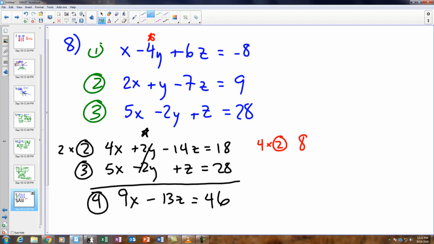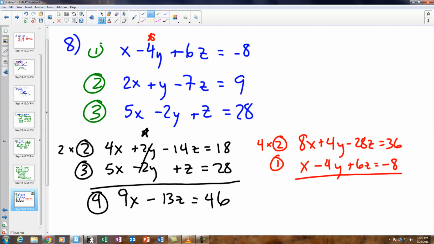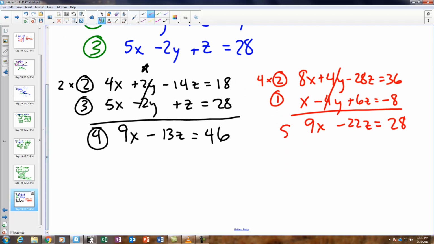So that makes it 8x plus 4y minus 28z equals 36. And equation number 1, I didn't change, so it would be x minus 4y plus 6z equals negative 8. When I combine here, I'm going to get 9x. My y's cancel again, that's important. Minus 22z equals 28. Okay. And I'm going to call that equation number 5.